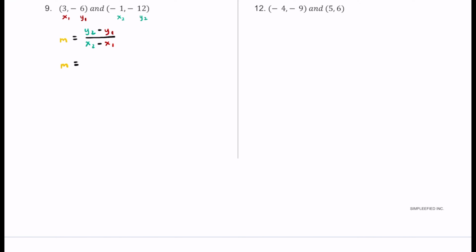So for y2, let's use -12, and let's take away y1. y1 is -6, so let's go ahead and just put that in parentheses, just so it's not too confusing. And then on the bottom here, we have x2.